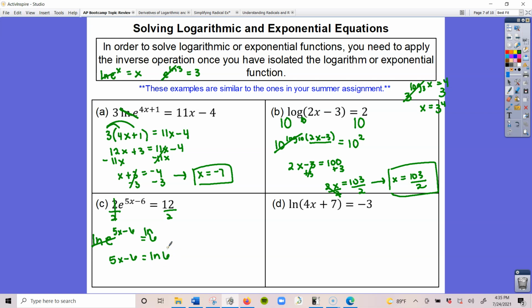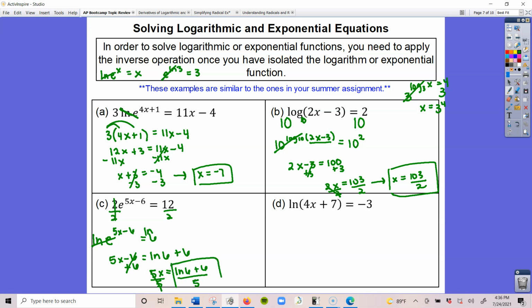Now this is some number. It's a decimal of some kind. If this was a non-calculator question, you are not expected to know what that decimal is. You're just going to leave your answer like that, as the ln of 6. You're going to solve for x, but you're going to keep that just like that. So we still want to solve for x, so we're going to add the 6 over. Now I can't add these together because this is the ln of 6 plus 6. This is a number, this is a number. We're just going to leave it. So now we have 5x is equal to the ln of 6 plus 6, and then we divide by 5.